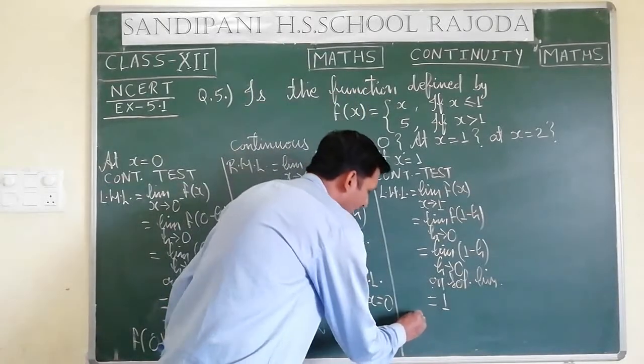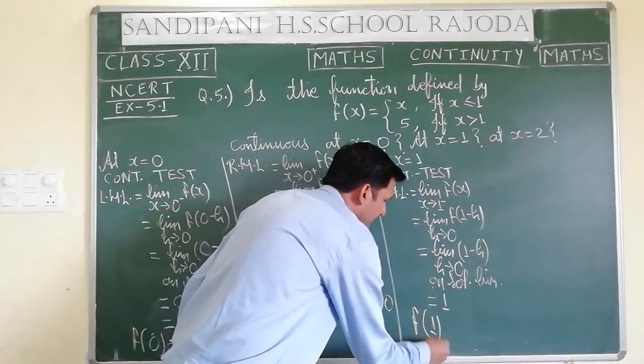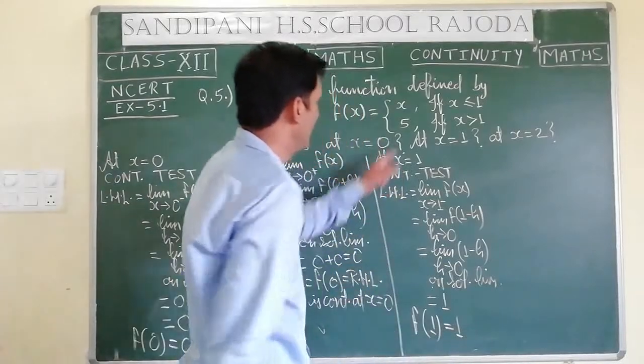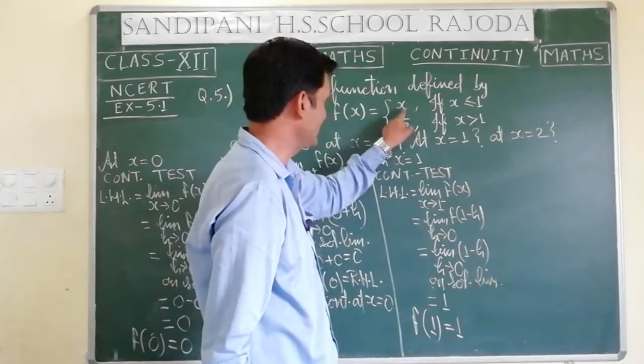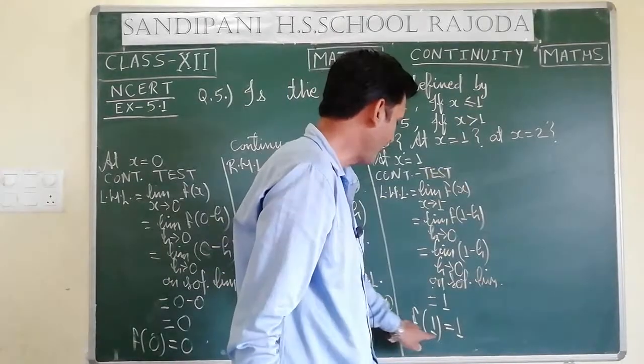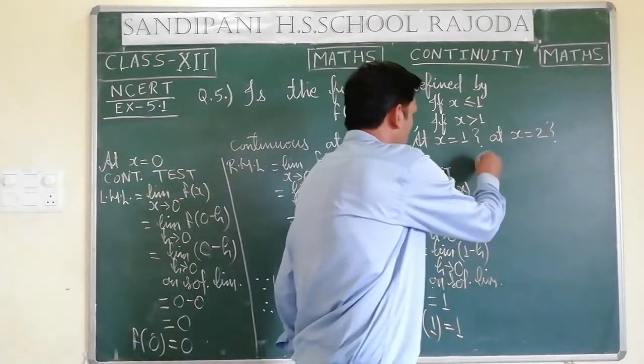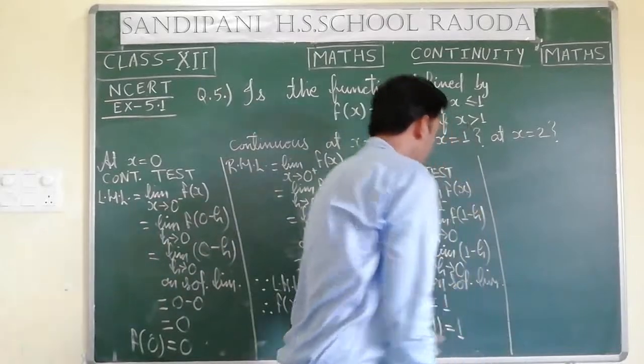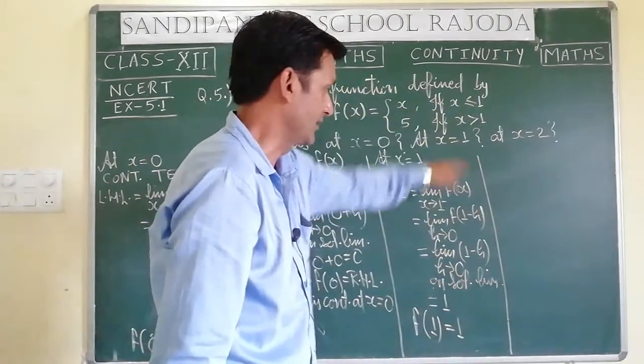Now f of 1 is also 1. F of 1 is again 1, because in place of x we have to write 1. Here it is equal to sign is also. That's why f of 1 is directly 1. Now because x value is 1 only here.